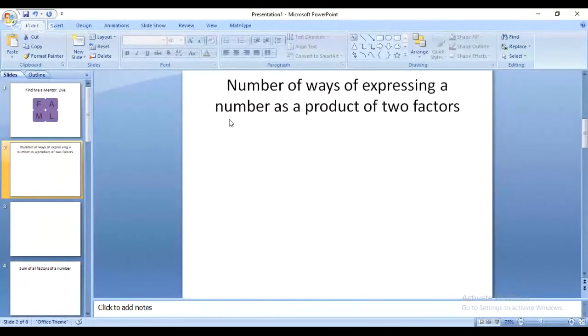This is our second video in the series on numbers, and we will be discussing the number of ways of expressing a number as a product of two factors, and two more formulas.